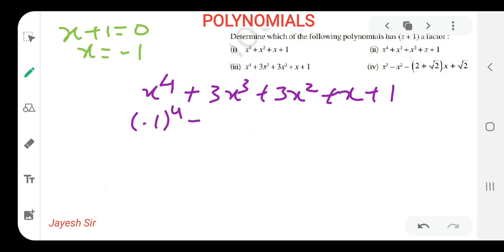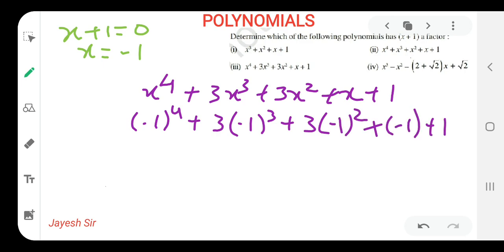So minus 1 raised to 4 plus 3 as it is, minus 1 cube plus 3 minus 1 square plus minus 1 and plus 1. Now minus 1 raised to 4. Friends, again I am going to recall the concept over here. If the power is an even number, that means 2, 4, 6, 8, then the minus sign is converted into our plus sign. I hope you all might be knowing that, but then also it's my duty to remind you. So that's why I'm making it plus. Minus 1, as its power is an even number, will become plus 1, because 1 square is 1.